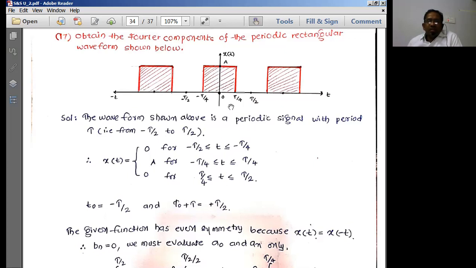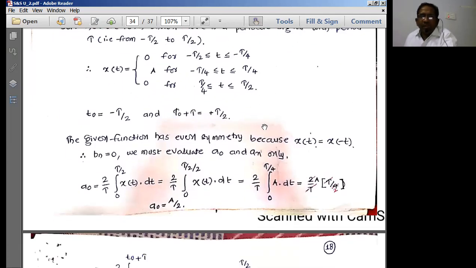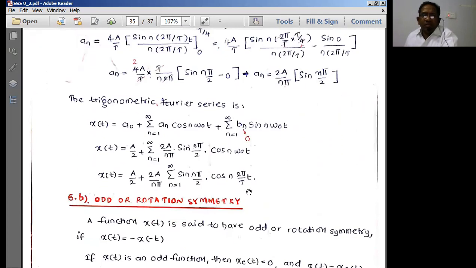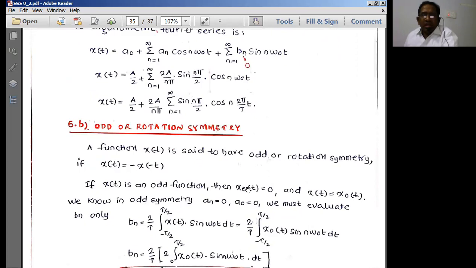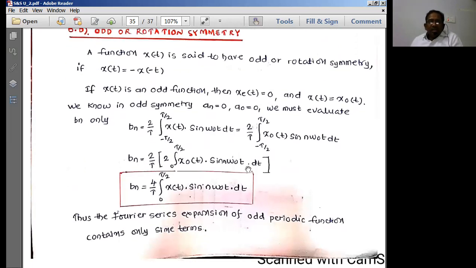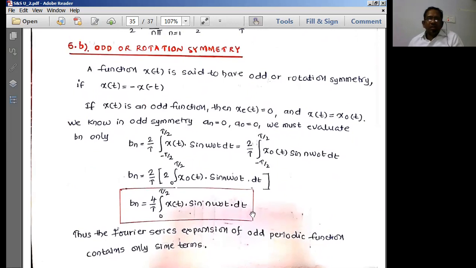Then between T by 4 to plus T by 2, it's going to be once again 0. There is no value of the signal, so I can just put 0 here. So the equation is going to exist for this signal only along the time period minus T by 4 to plus T by 4. And the signal is getting repeated because it is a periodic signal. Just simply the same procedure we apply to find out the entire Fourier series.